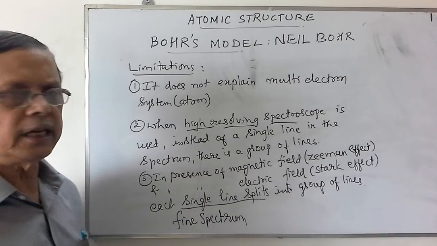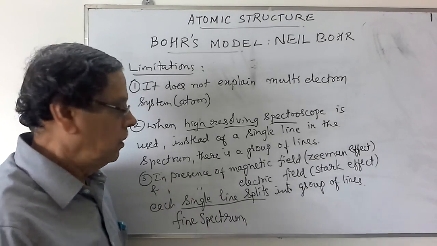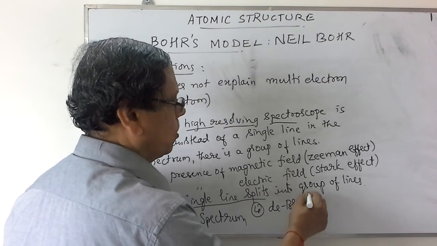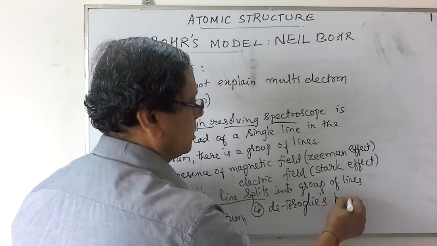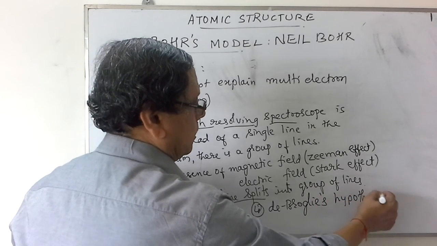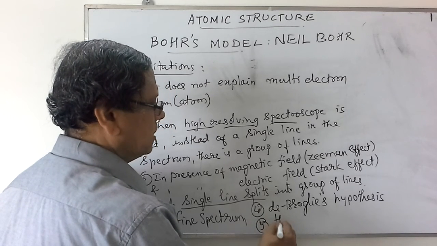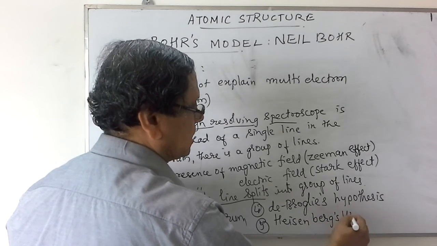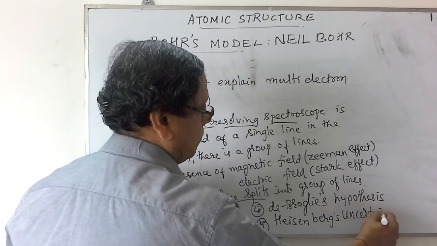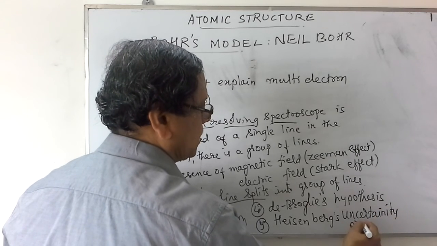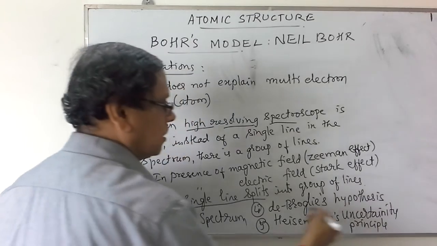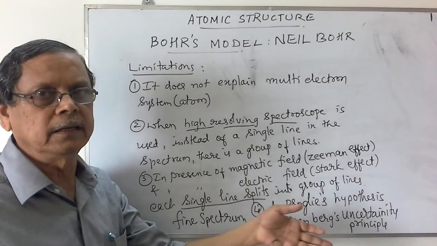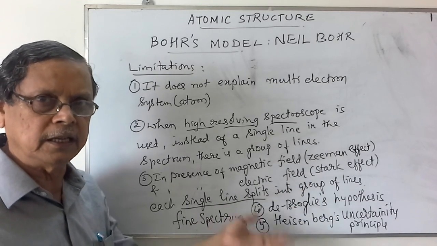There are two more things that we cannot explain by considering the Bohr's model. One is de Broglie's hypothesis. The next one is Heisenberg's uncertainty principle. So these we cannot explain by considering the Bohr's model. What are de Broglie's hypothesis and Heisenberg's uncertainty principle? We will consider them in detailed explanation in the next video.